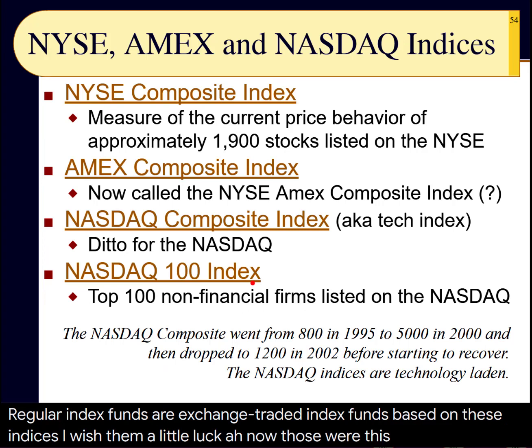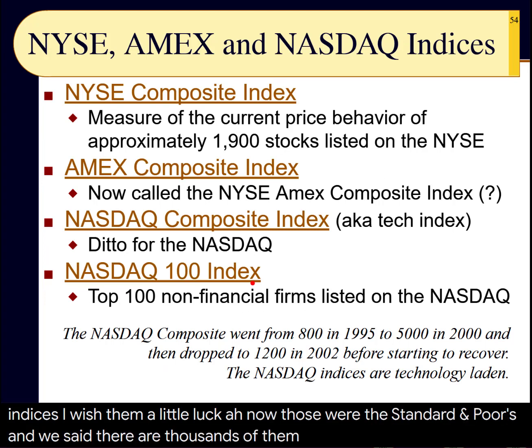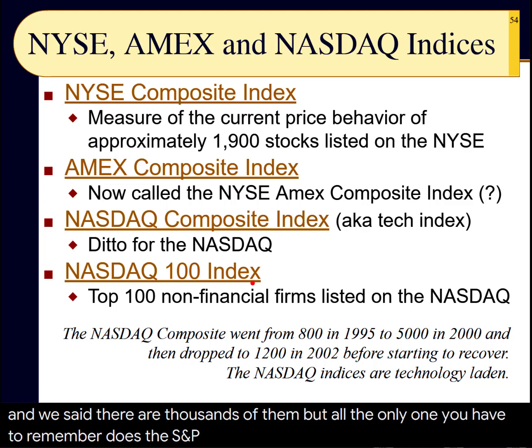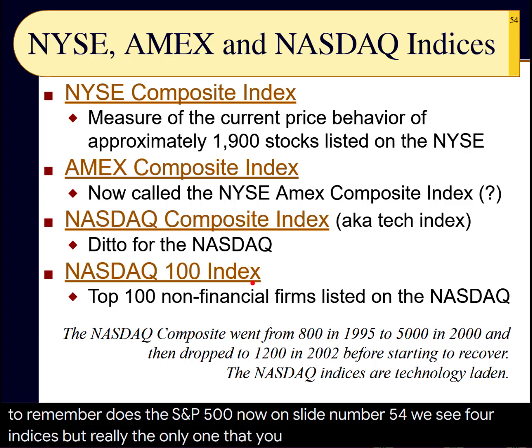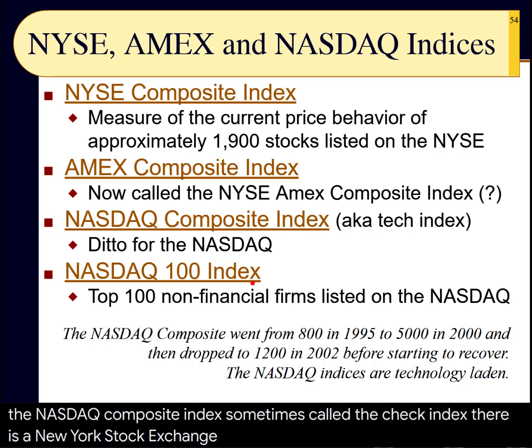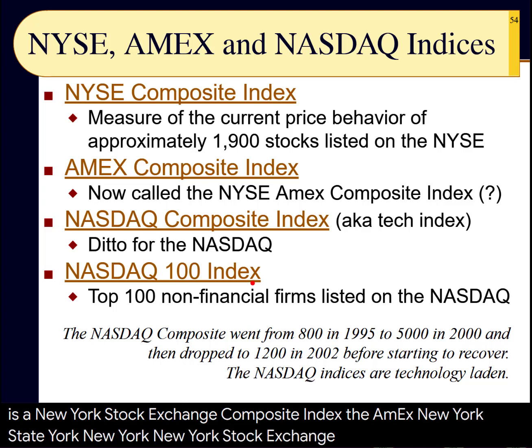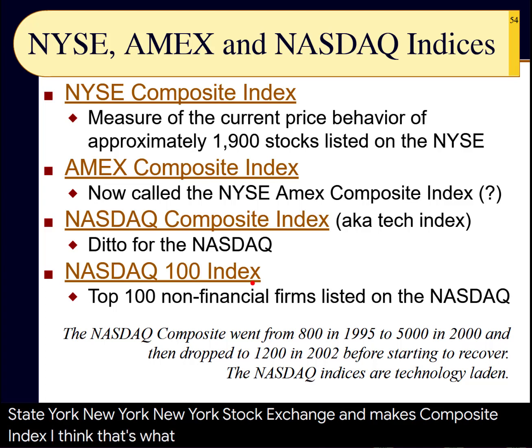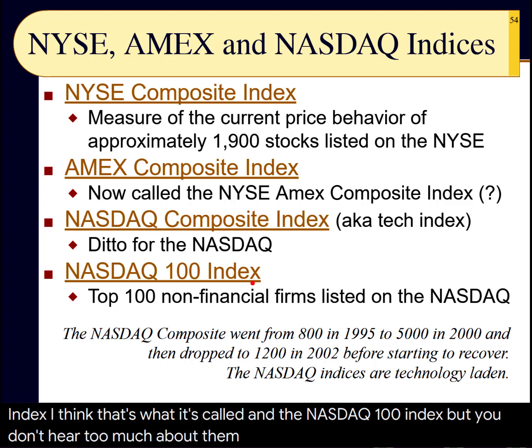Now, those were the Standard & Poor's, and we said there are thousands of them, but the only one you have to remember is the S&P 500. Now, on slide number 54, we see 4 indices, but really the only one that you really hear that much about is the NASDAQ Composite Index, sometimes called the Tech Index. There's a New York Stock Exchange Composite Index, the New York Stock Exchange Amex Composite Index. I think that's what it's called. And the NASDAQ 100 Index. But you don't hear too much about them. The one you hear the most about is the NASDAQ Composite Index.